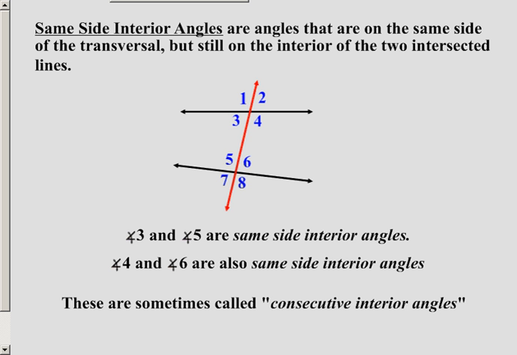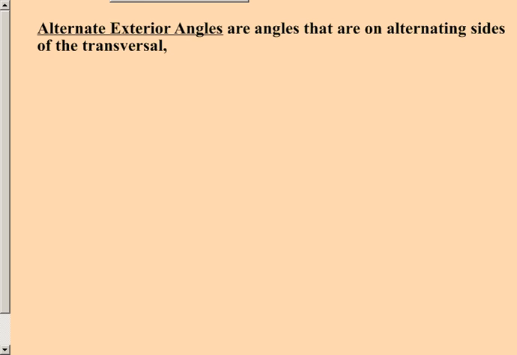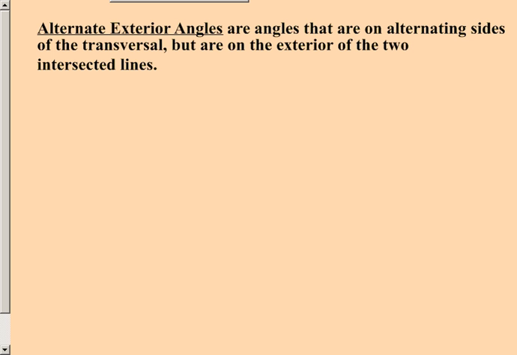Okay, let's look at the final set of angles that we're going to talk about for today, and they are called alternate exterior angles. Now, once more, alternate exterior angles describe exactly where to find them in the diagram. They are angles that are, once again, on alternating sides of the transversal. The only thing that's different about these guys is they are on the exterior of the two intersected lines. So this time we are going to stay out of the interior space around that transversal.